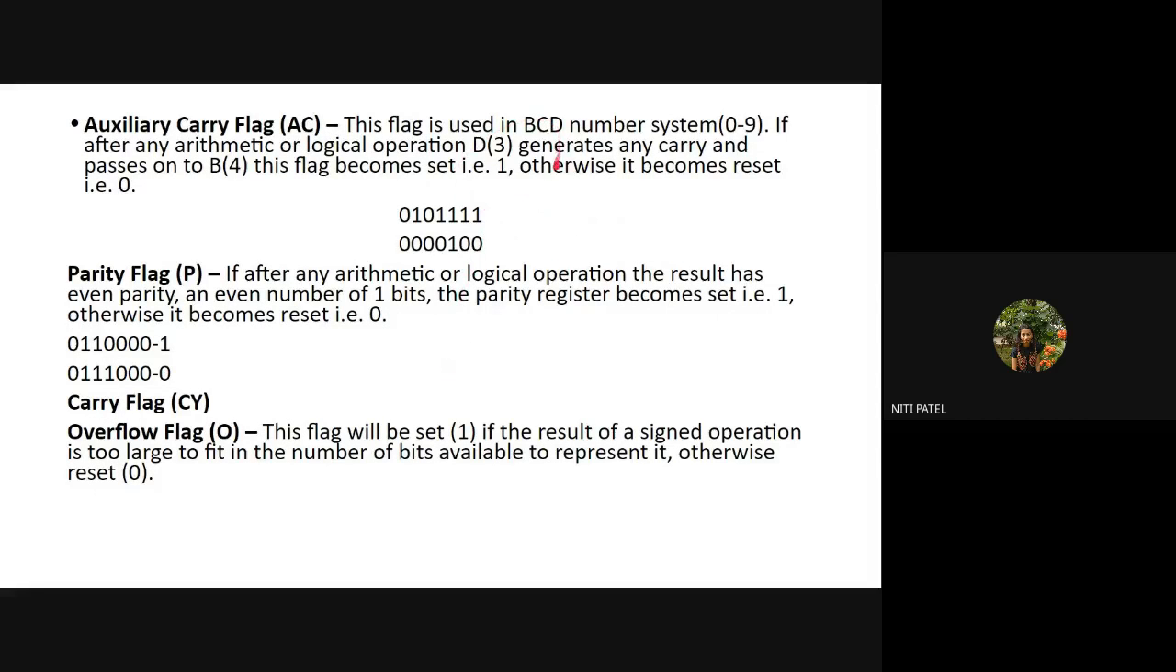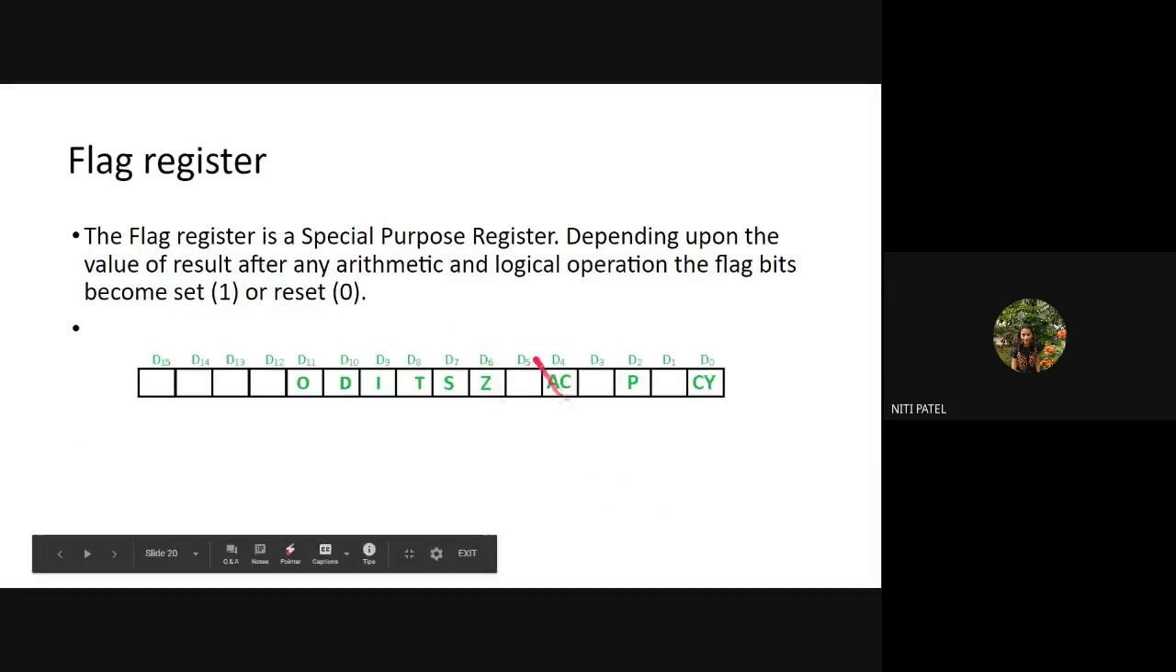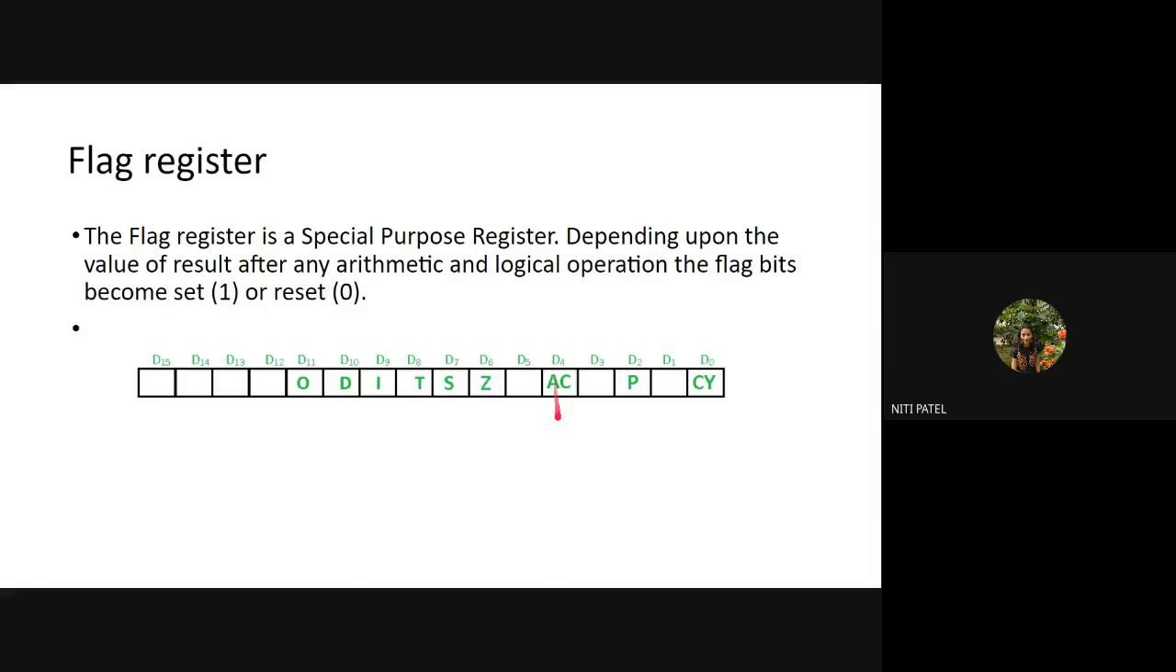Next is auxiliary carry. So if a carry is generated from the D3 to D4 bit, what will happen? I will set the flag to 1. Otherwise, I will set the flag to 0. So can you see this third bit? It is 1 1. So will a carry be generated? Yes, it will be generated. So what will I set this? I will set this bit D4 as 1. Why did I set 1? Because there was a carry from the third bit to the fourth bit. So I will set it to 1. But if the carry did not happen from the third bit to the fourth bit, then I would have set this D4 bit as 0. Is this understood?